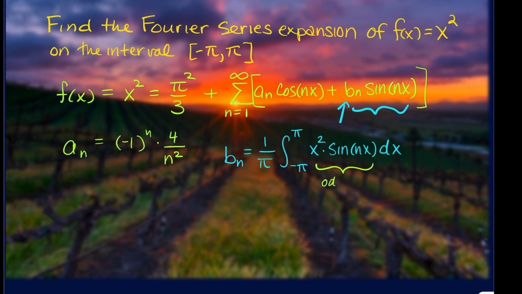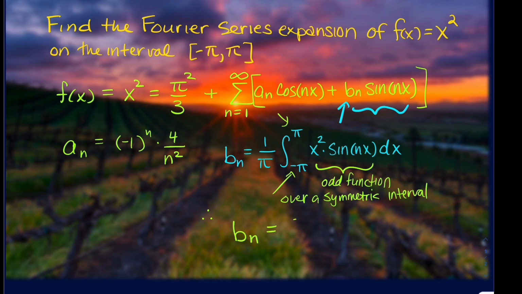So the last thing that we need to calculate here before finding the infinite series is this coefficient b sub n. And here we're going to exploit the fact that the integrand is an odd function over a symmetric interval, and that's going to evaluate to 0. So that part drops out of the formula.